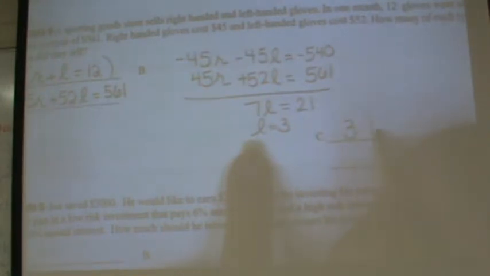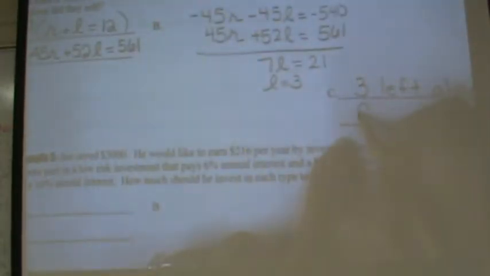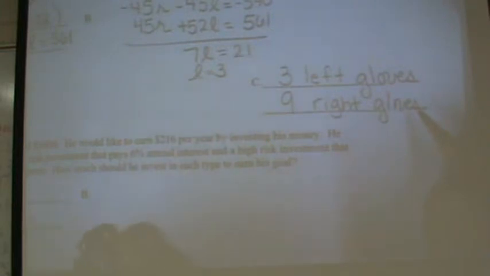So, what do we have here? 7L is equal to 21, positive. And L is 3. So that means 3 left gloves. And then subtract that, and you get 9. Now, think about the reasonableness of your answer. If you ended up getting something like 15 gloves, you know you're wrong. You only sold 12 gloves. You can't have more than what you sold.